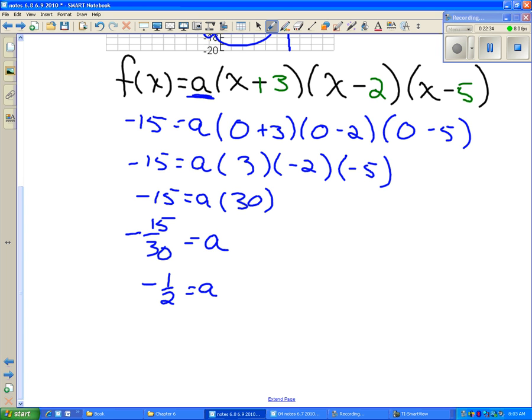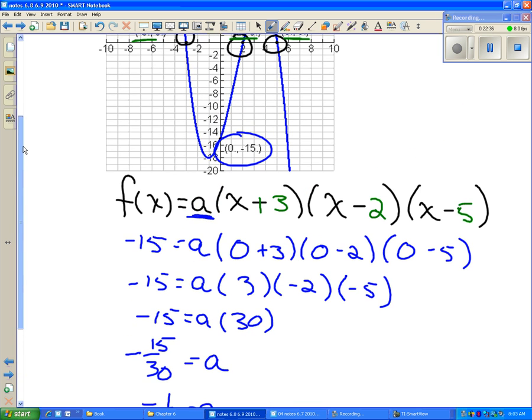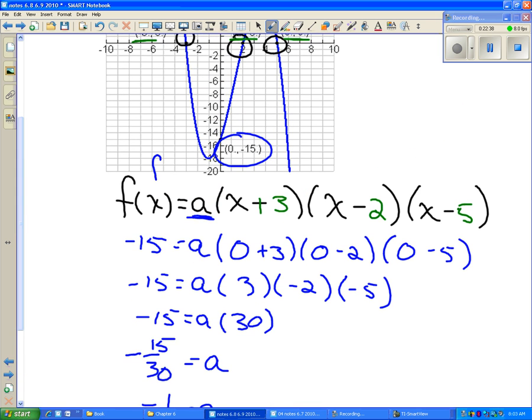So my final function, my final answer, I'm going to write it right above here, is f of x is equal to negative 1/2 times x plus 3, x minus 2, x minus 5. All I did was I took my zeros, plugged them into the 3 factors. Since I know it's a cubic, I can plug that in. I have to find A by using my fourth point.